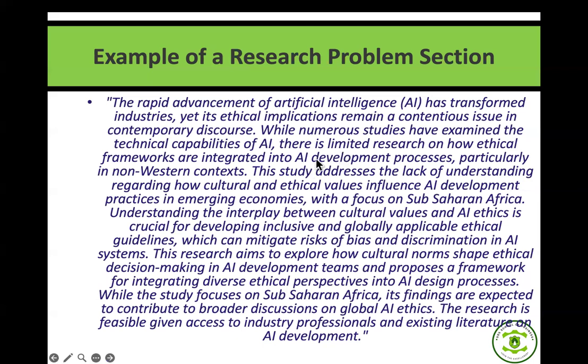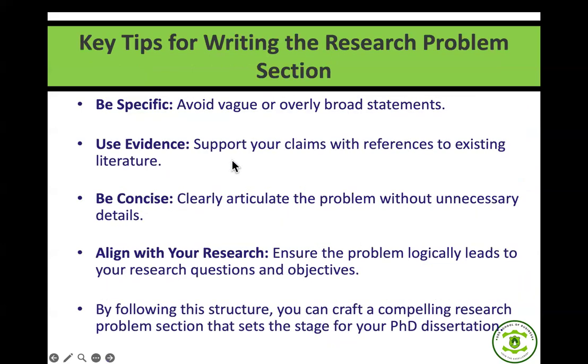Now, there are some key steps I think we need to consider when we're writing the research problem section. In writing the research problem section, you always try to be what? Very specific, be specific. Try to avoid any vague language or overly broad statements. You should also rely a lot on what? Evidence. You always have to try to support your claims with references to what? Existing literature. And then you go straight to the point. Be articulate, be concise, and make sure that the problem is indicated without any unnecessary detail.